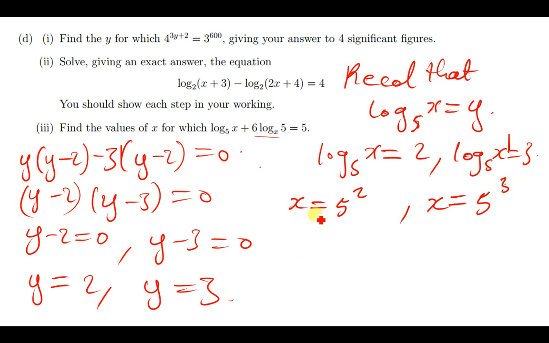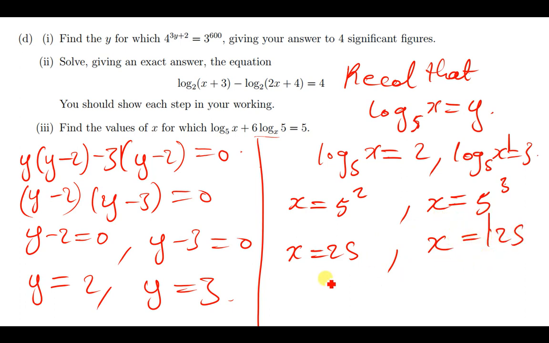Okay, so the first value of x is equal to 25, then the other value of x will now be equal to 125. So these are the values of x that they wanted us to find in this question.